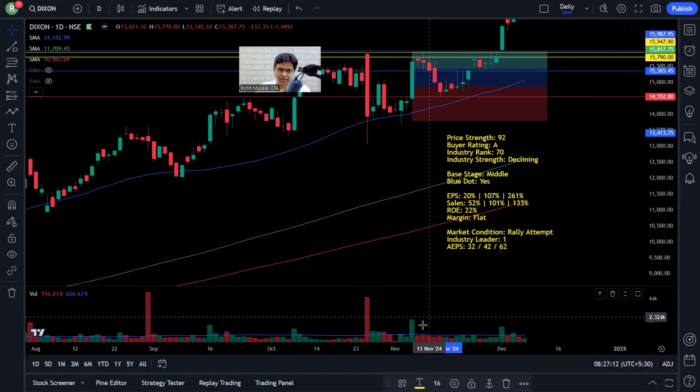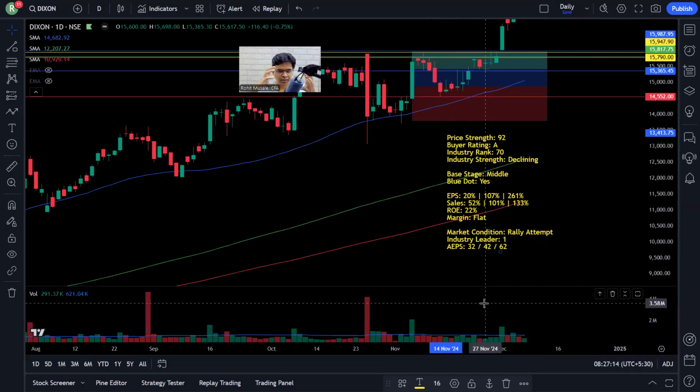And within the base, if you notice, the volume was low. So the volume contraction, price contraction is there. If you read Mark Minervini's book, he talks about something called the volatility contraction pattern. All that characteristic you see in this stock. That is why I bought this stock.